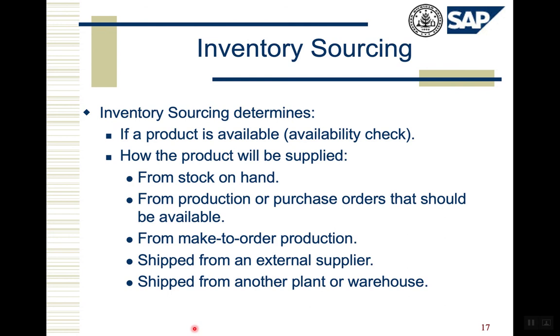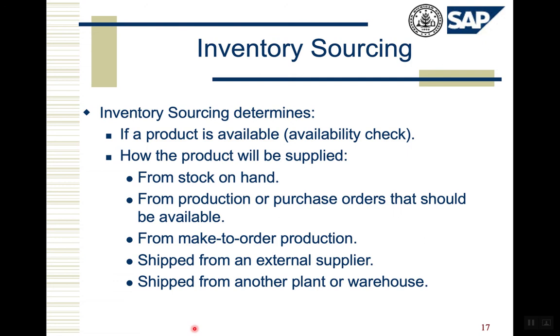Inventory sourcing. First thing we check: do we have the material to sell? What's our availability check? If we don't have it in inventory, maybe it's scheduled to be produced at some period of time. There's a lot of information that goes into that, and then we can figure out how we will supply it: stock on hand, production or purchase orders that need to be executed, or make to order production.